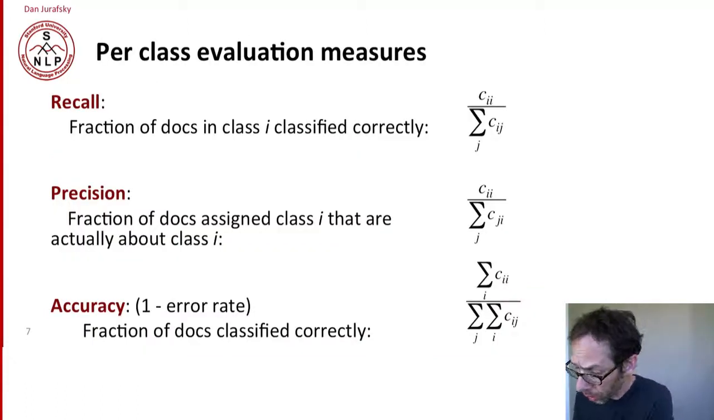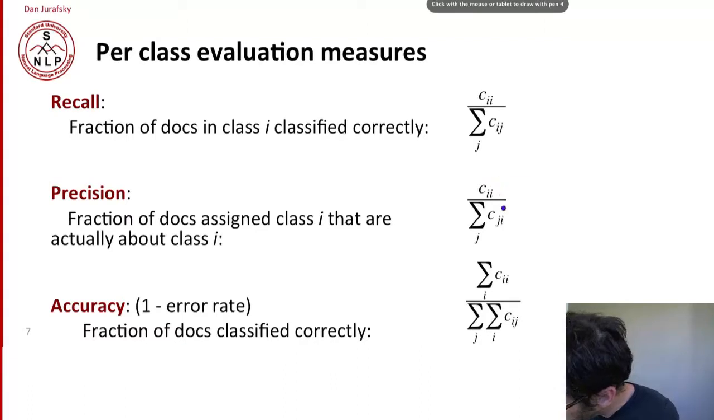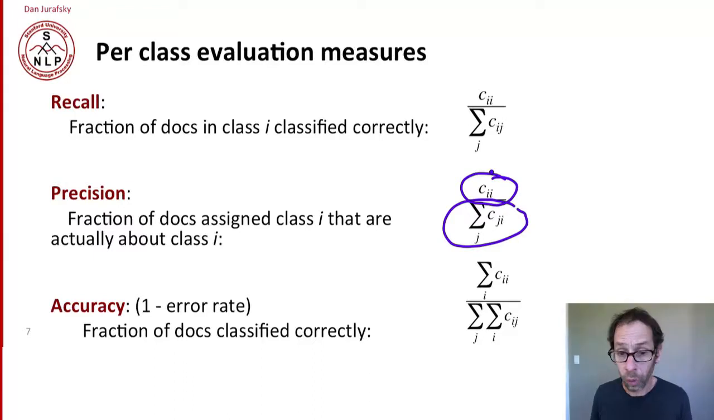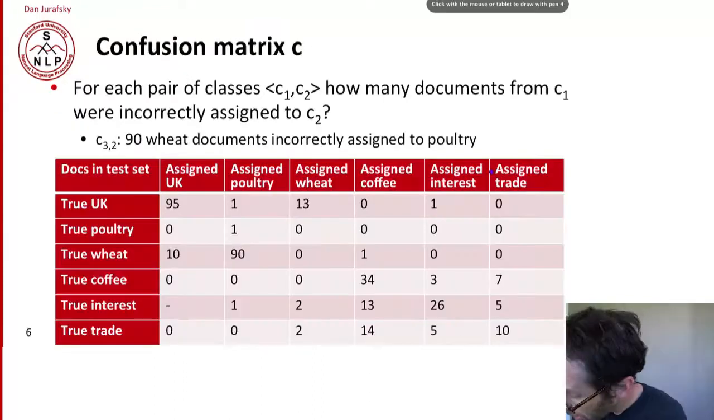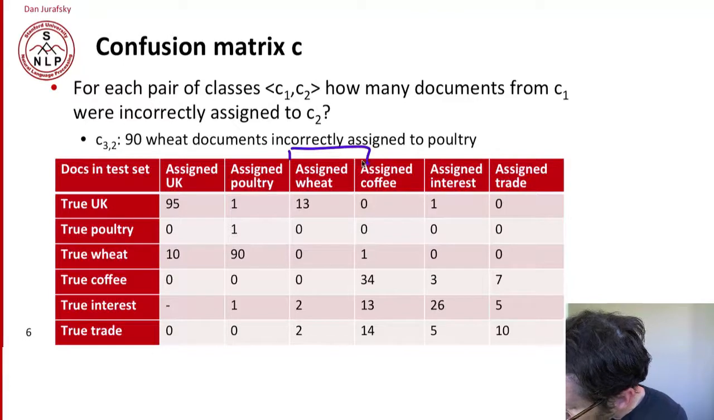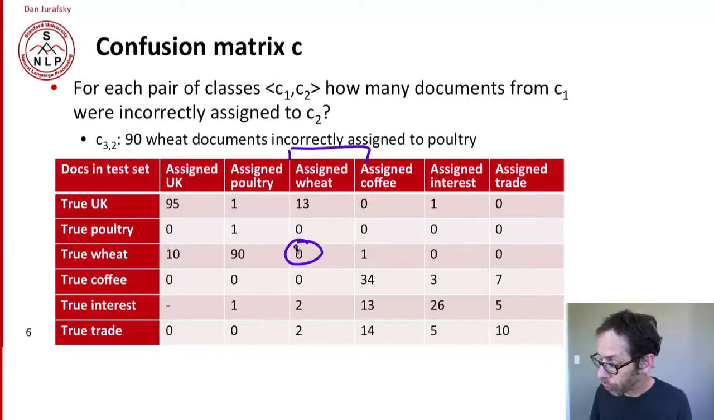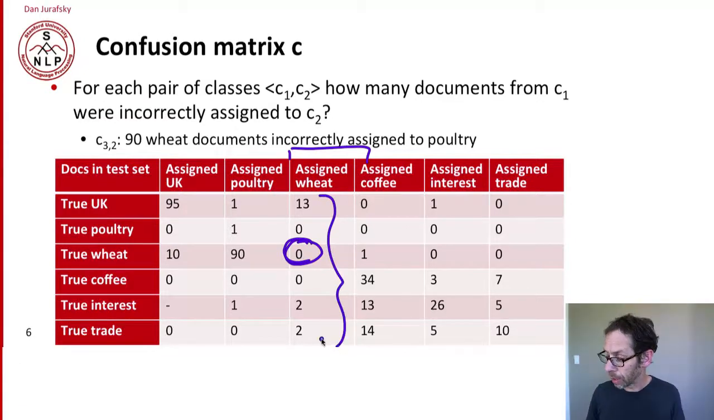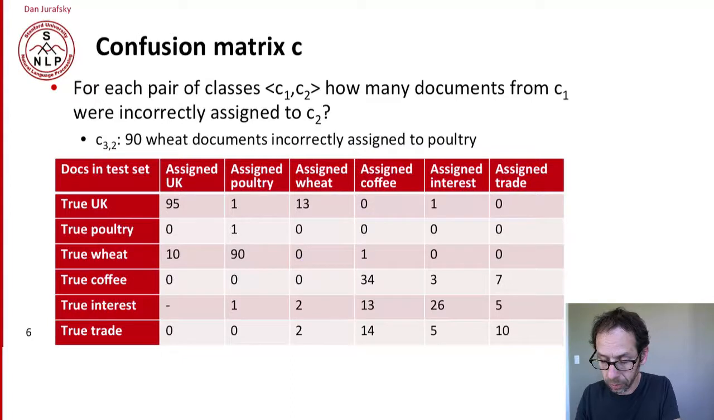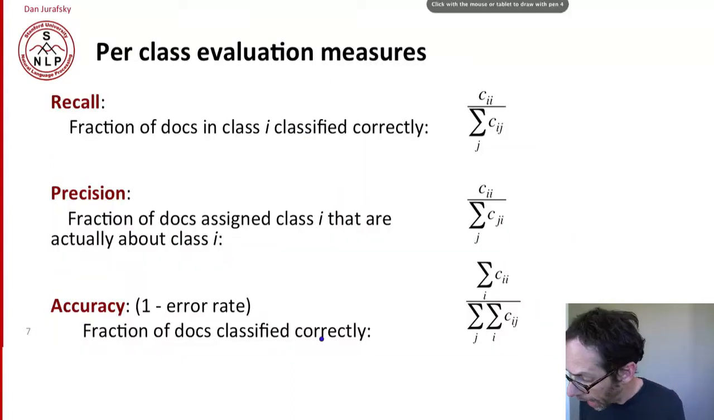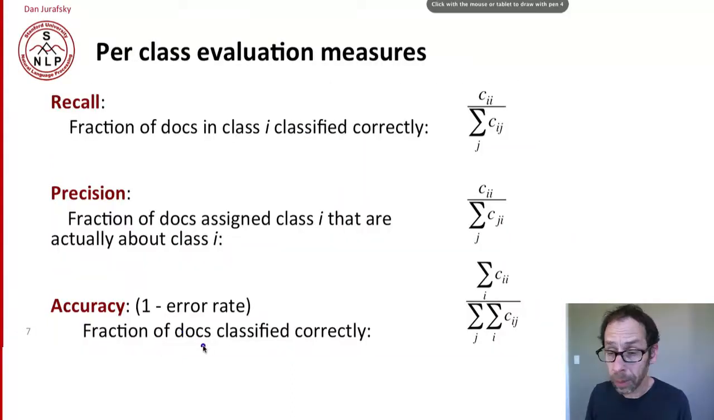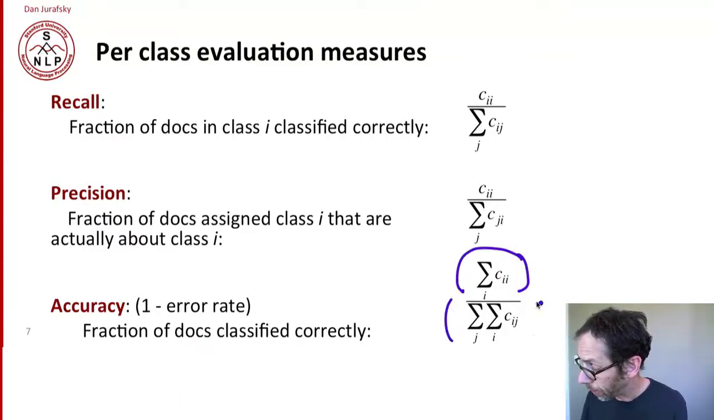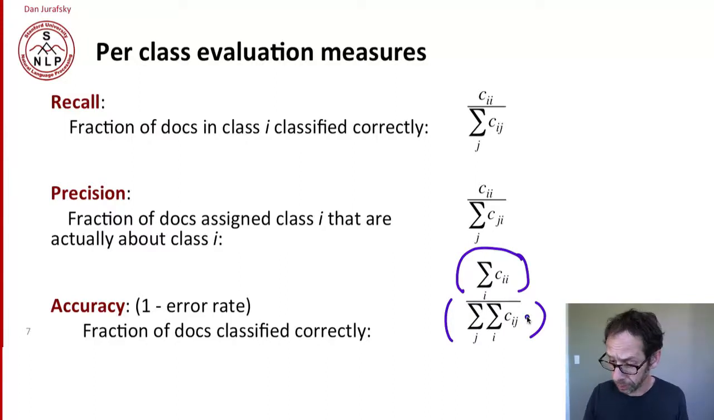For precision, we're going to ask, of the documents that we returned, so that's an entire column, how many are the documents that we were correct about? Of the documents that we said were about wheat, how many of them were truly about wheat? So the documents about wheat divided by the sum of all of the documents that we said were about wheat. And then accuracy is just the fraction of documents classified correctly. So it's the sum of these diagonal entries divided by the sum of all of the entries in the confusion matrix.